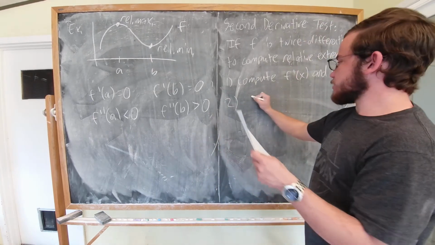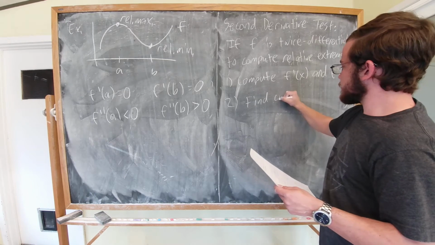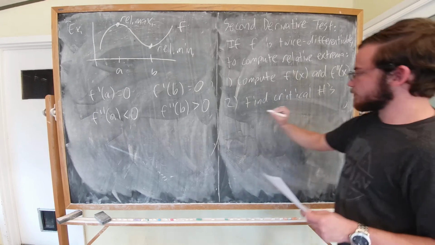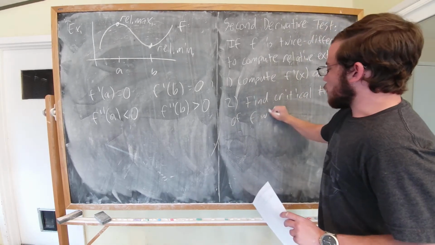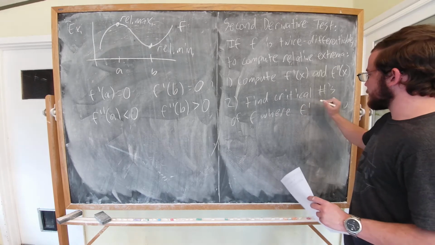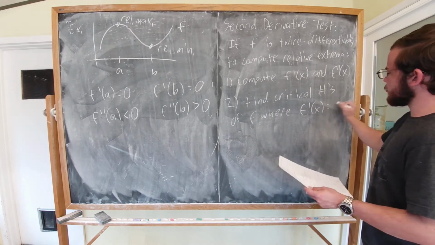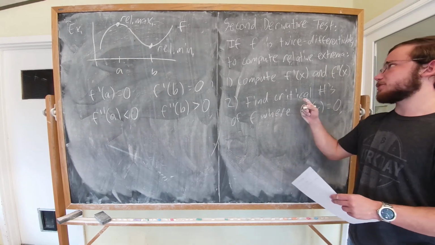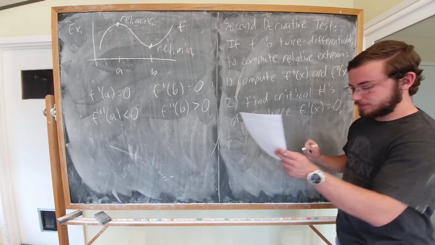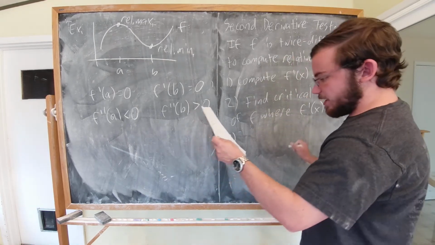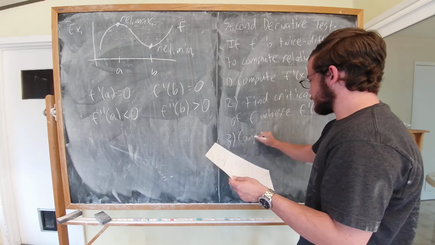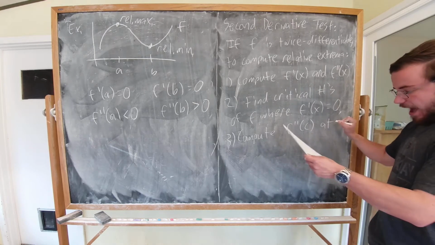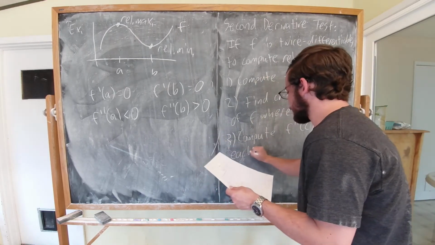Step 2, find critical numbers of f, where f prime of x equals 0. We don't need to worry about any of the undefined critical numbers, right? Because we've said that the function is twice differentiable. Step 3, compute f double prime of c at each critical number c.